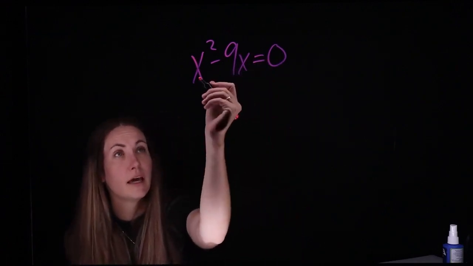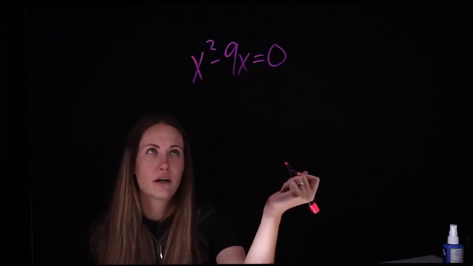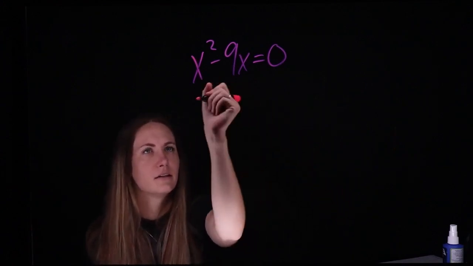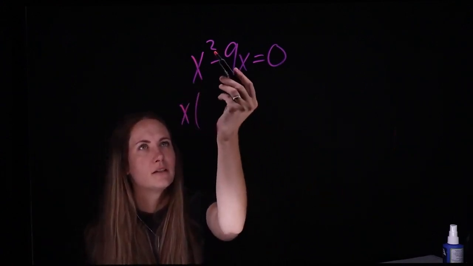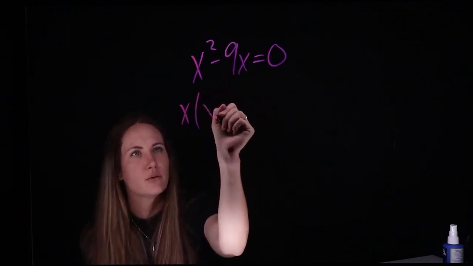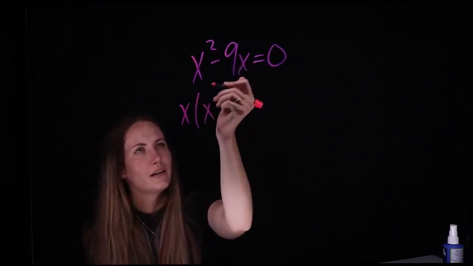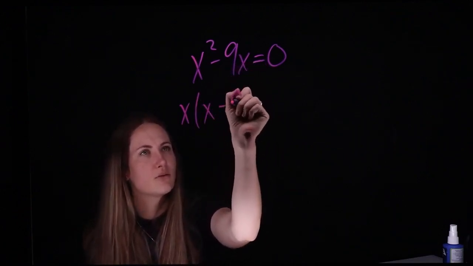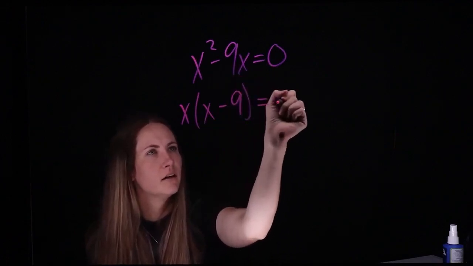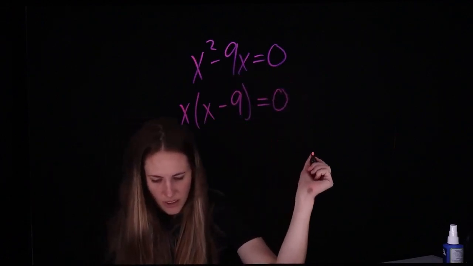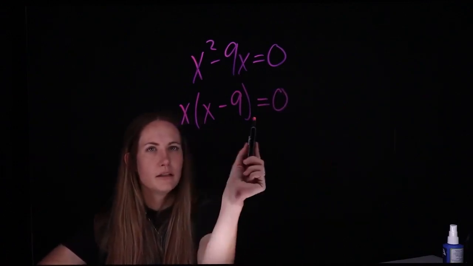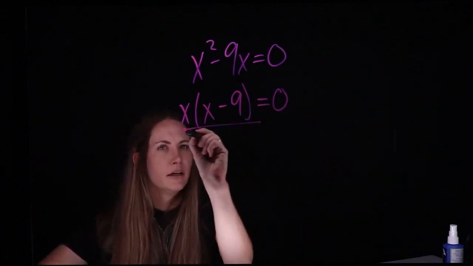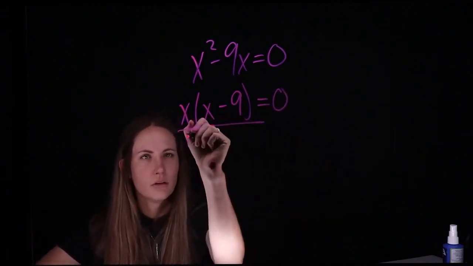Here, we look at what I can take out of x squared and 9x. There's an x with both of these, so I could divide them both by x. So x squared divided by x would leave us with 1x here. Negative 9x divided by x would leave us with just negative 9 here, equals 0. They want the factored form on this problem and the solution, so right here is going to be your factored form.